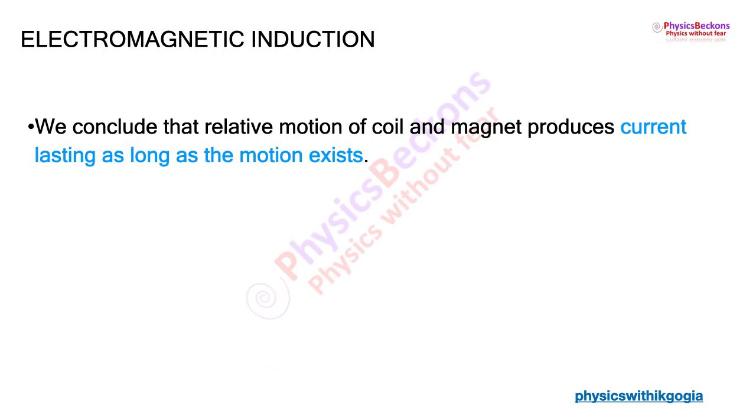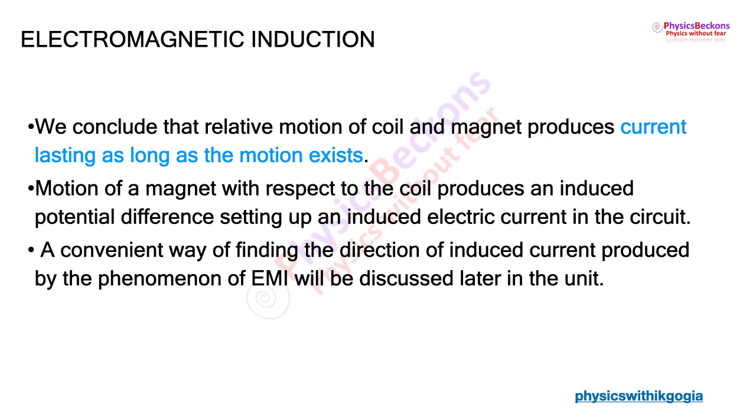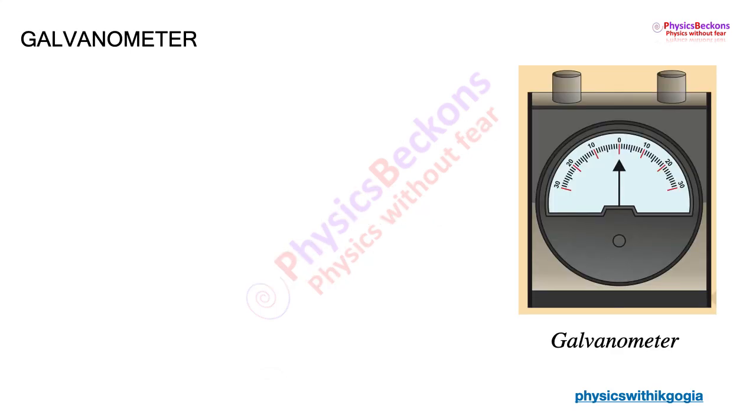So, let us sum up. We conclude that relative motion of the coil and magnet produces current lasting as long as the relative motion exists. The motion of a magnet with respect to the coil produces induced potential difference, which sets up induced electric current in the circuit. A convenient way of finding the direction of induced current produced by the phenomenon of EMI, that is electromagnetic induction, will be discussed later in the unit.